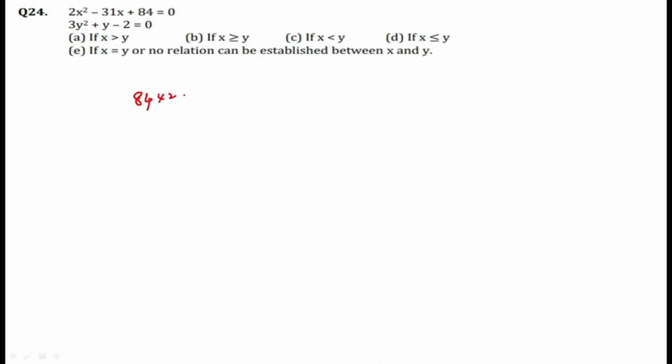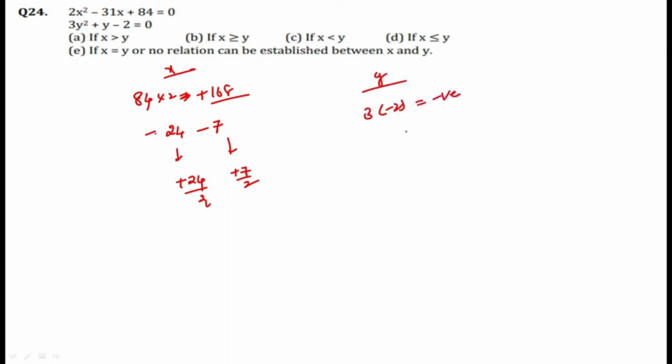Next one. 84 into 2 is equal to 168. The resultant is positive, so what factors do we need to consider? We can consider the factors 24 into 7. 24 sevens are 168. So consider both negative: negative into negative is positive. The final factors are 7 by 2. In the same way, consider the y factors here. 3 into minus 2, the resultant is negative, so consider directly plus 3 minus 2. The final factors are minus 3.